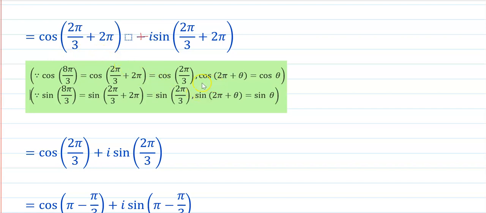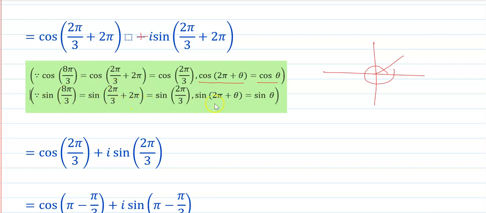There is again one more formula. Cos of 2 pi plus theta is cos theta. Again it comes in the first quadrant, meaning in this way, cos of 2 pi is 1 pi and this is 2 pi. 2 pi plus theta comes in the first quadrant. Okay. Similarly, sine of 8 pi upon 3 is sine of 2 pi by 3 plus 2 pi.